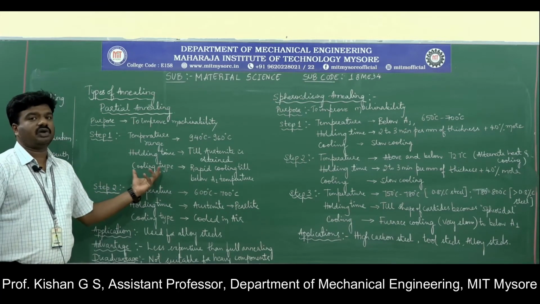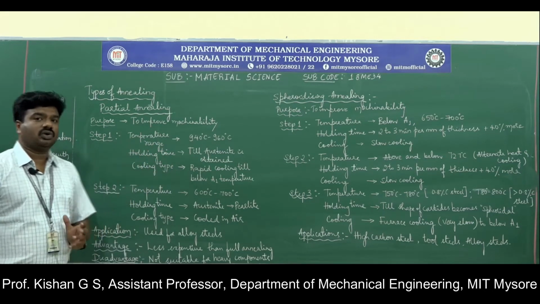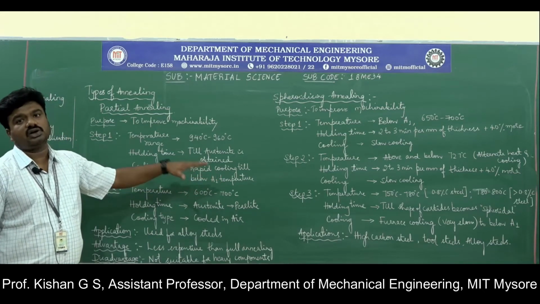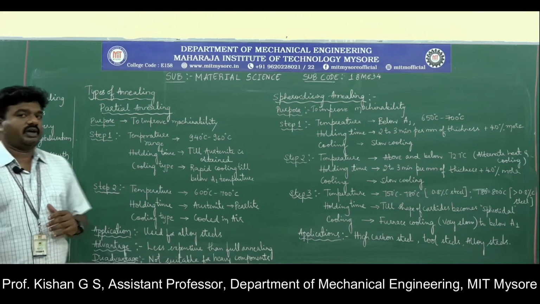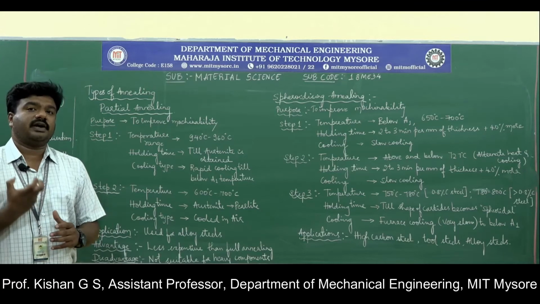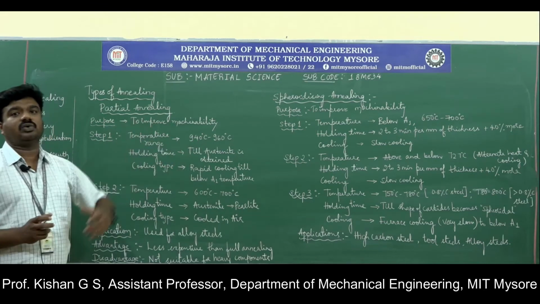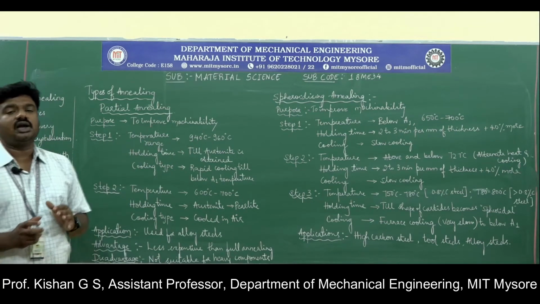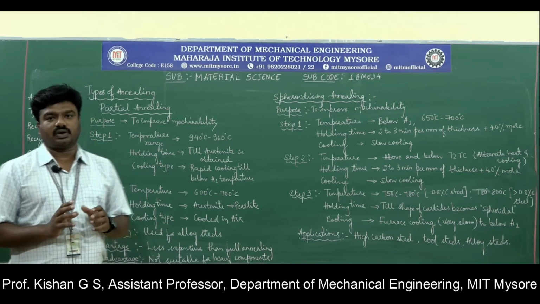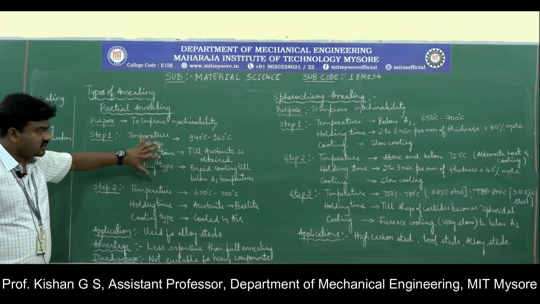So what is the cooling type involved here? Here the specimen is rapidly cooled to below the lower critical temperature, that is the A1 temperature. So the specimen is heated between 940 to 960 degrees Celsius. You have to keep the specimen till the complete austenite phase is obtained, and thereby you apply rapid cooling, that is the sudden cooling process, such that the temperature below the lower critical line is attained.